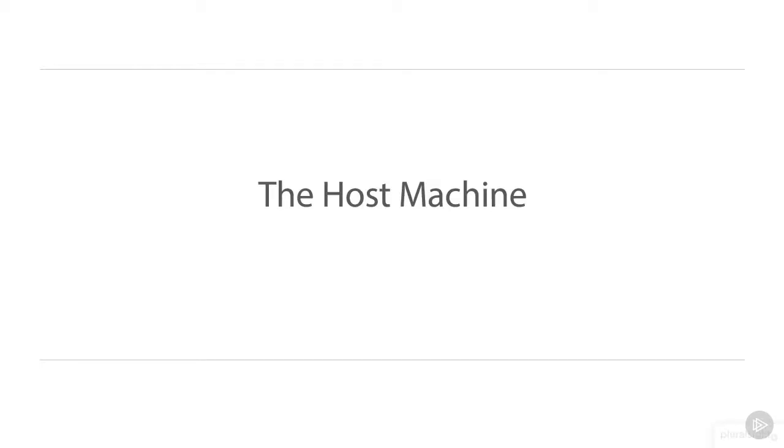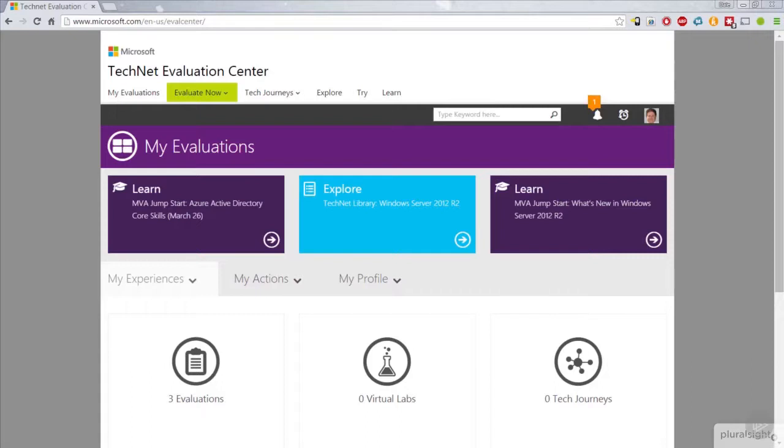So the host machine is going to be a little unique in the fact that you will have to burn the file that I'm about to show you. You have to burn this to DVD or maybe put it onto a bootable USB drive. But what you're going to want to do is very simply go to the TechNet Evaluation Center. And you can get there by Googling it.